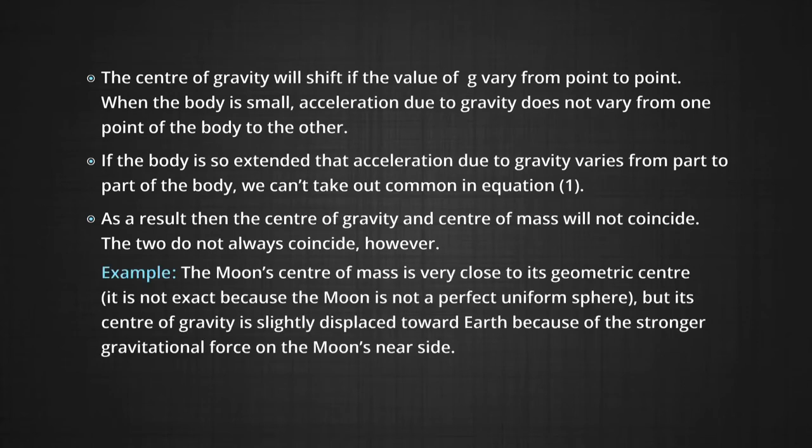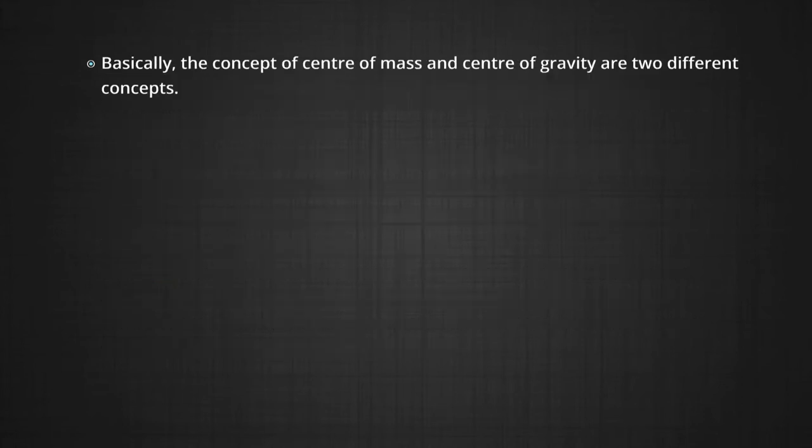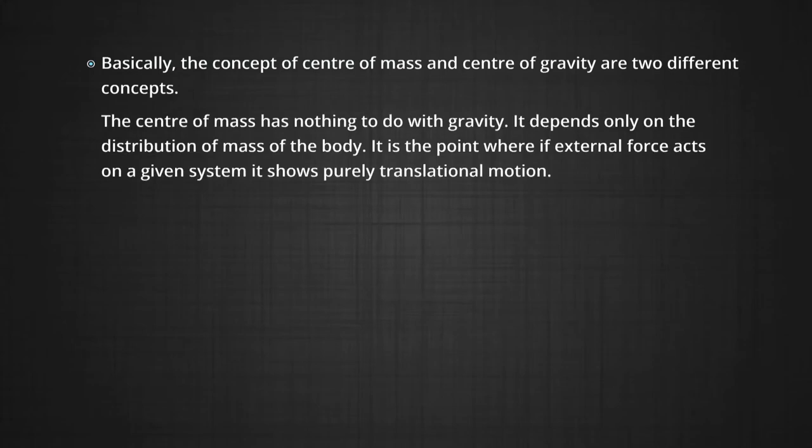For example, the moon's center of mass is very close to its geometric center. Why are we saying that? It is not exactly at its geometric center because the moon is not a perfect uniform sphere, but its center of gravity is slightly displaced towards Earth because of the stronger gravitational force on the near side of the moon. Basically, the concepts of center of mass and center of gravity are two different concepts. The center of mass has nothing to do with gravity. It depends only on the distribution of the mass of the body.